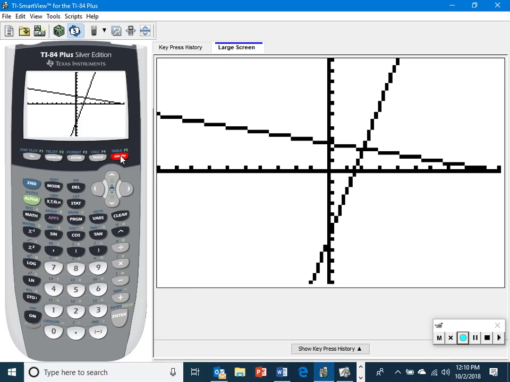Now, they don't quite look perpendicular, but they are. And what you need to be aware of is that this screen is not a square screen, it's actually rectangular. And there's more pixels going left and right on the screen than there is up and down. So they are perpendicular to each other because the slopes are opposite reciprocals. But just be aware, it might not look like they are, but they are. Now, if we graphed it on graph paper, we would definitely be able to see that they are perpendicular.